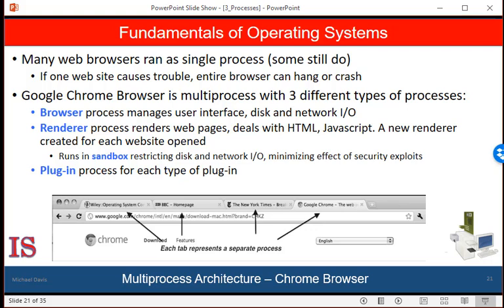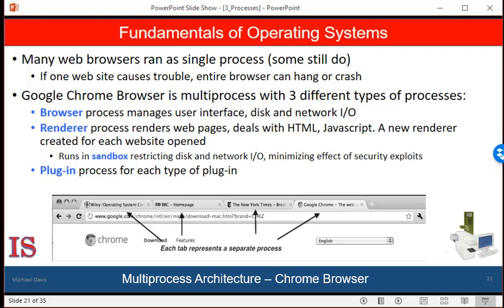A problem with this approach is that if a web application in any tab crashes, the entire process, including all the other tabs displaying additional websites, crash as well. Google's Chrome web browser was designed to address this issue by using a multi-process architecture. Chrome identifies three different types of processes: browsers, renderers, and plugins. The browser process is responsible for managing the user interface as well as disk and network I/O. A new browser process is created when Chrome is started.